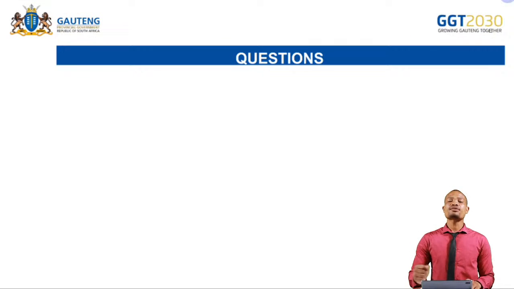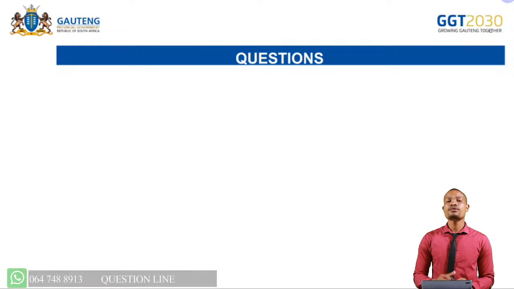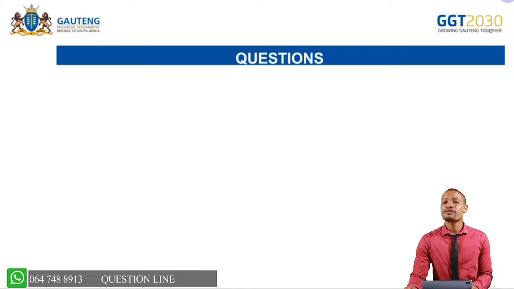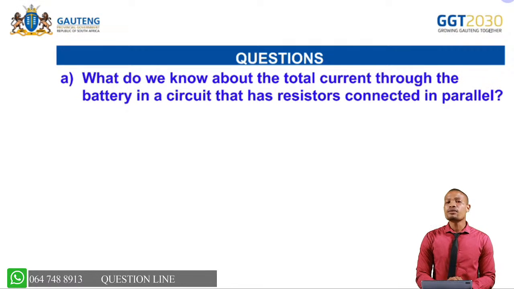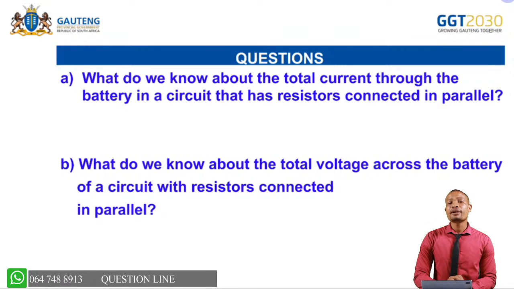Let's continue. Now let's do a couple of questions. There's two of them. And after these questions, we will take a break and do a demonstration for parallel circuits. The first question is, what do we know about the total current through the battery in a circuit that has resistors connected in parallel? Question 2. What do we know about the total voltage across the battery of a circuit with resistors connected in parallel?